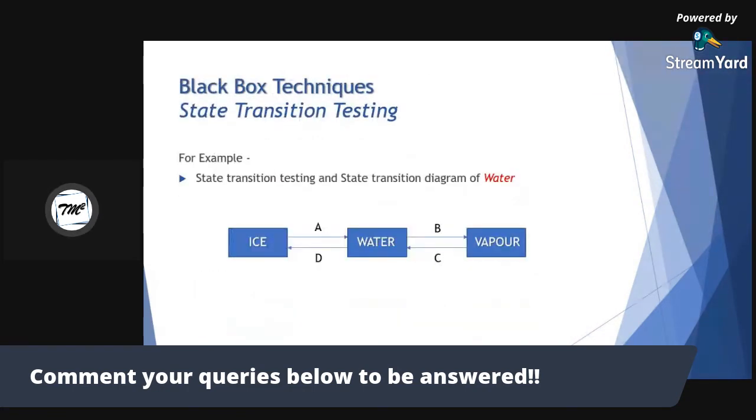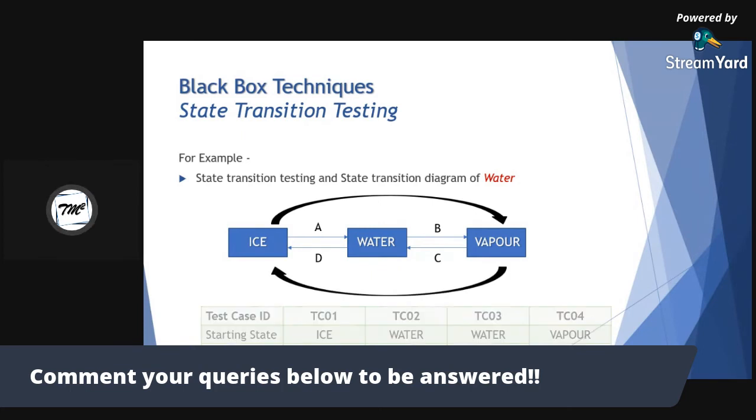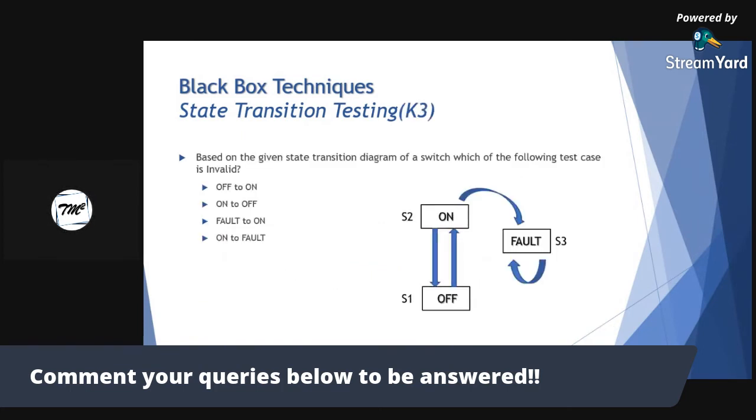Similarly, we have another one, that is state transition testing, where state transition testing generally takes place with the help of a state transition diagram. The state transition diagram will be provided to you in the examination. All you need to do is find out the number of valid and invalid transitions. Remember that invalid transitions are never shown in the diagram. So the one which is not shown will be invalid. So just make sure that you remember that, and according to that you try to fulfill the situation.